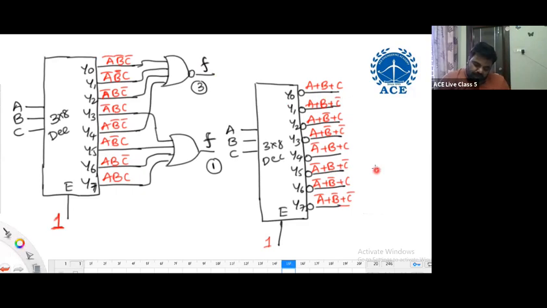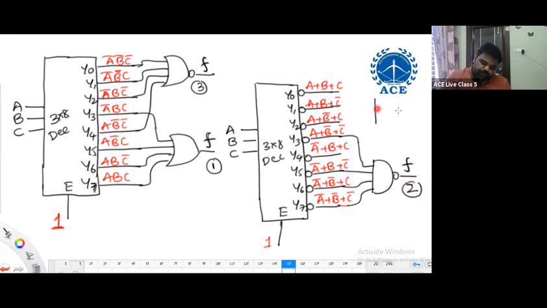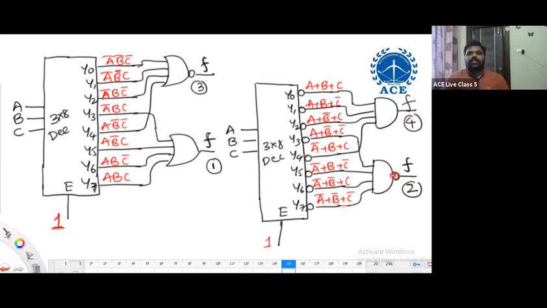Here it is a NAND gate with these, F equation number 2. And similarly, an AND gate can be used with 0, 5, 6, 7, F equation number 4. It is not required to implement all of these. One is sufficient if it is asked in a conventional exam. But for objective questions, we must know all of these.